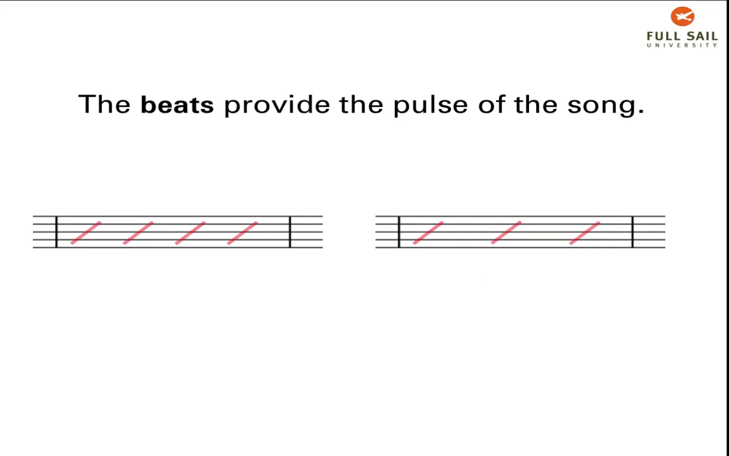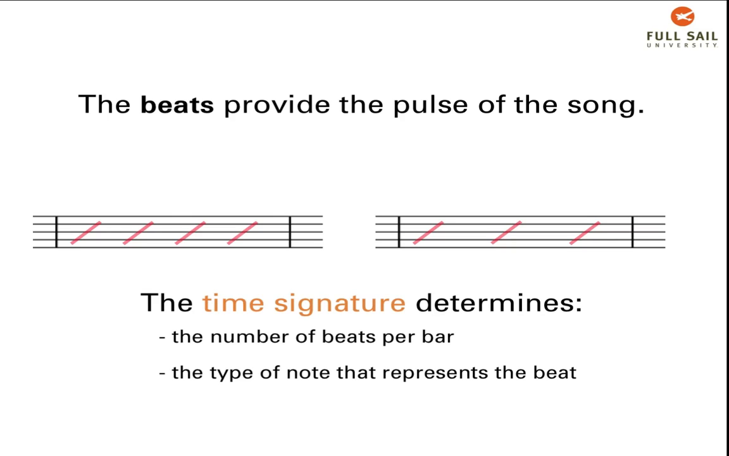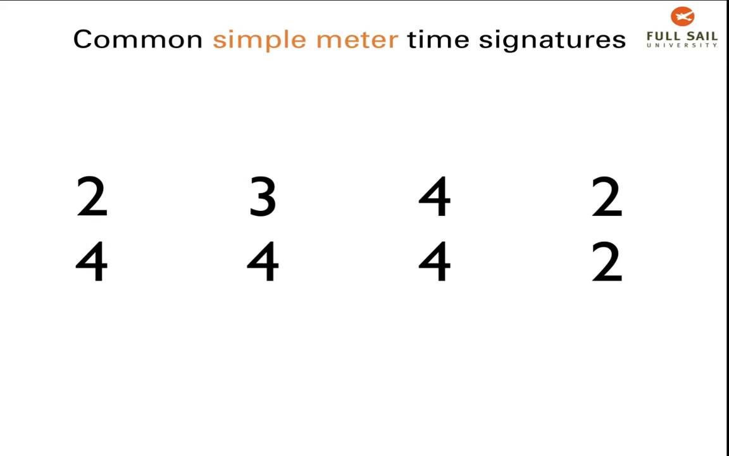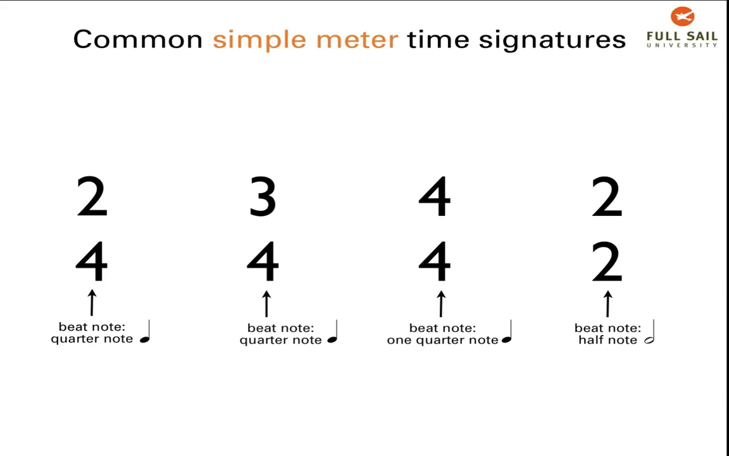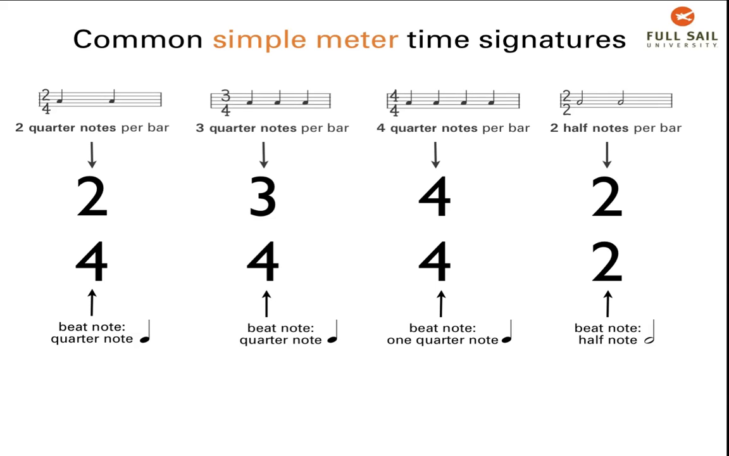Remember that the beats provide the basic pulse of a song. They are what you naturally tap your foot to. The number of beats per bar and the type of note that represents the beat will vary depending on the time signature. In simple meter time signatures, remember that the bottom number is the beat note, the type of note that gets counted as the beat and provides the pulse of the song. The top number tells us how many of that kind of note can fit in each bar.